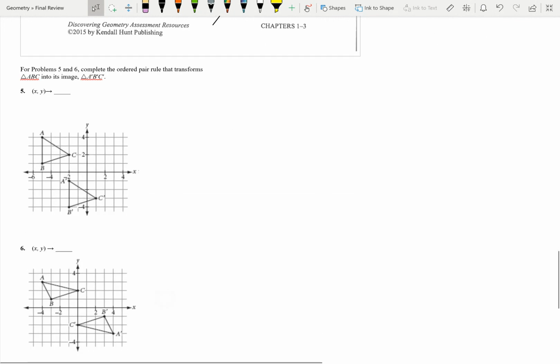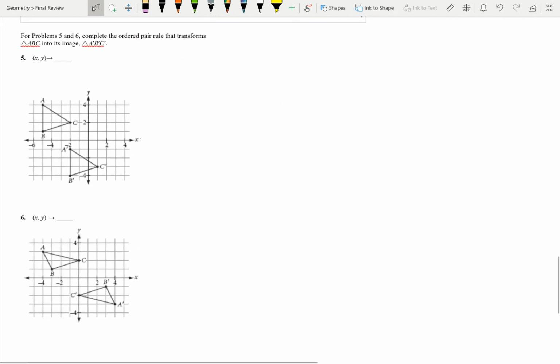Finally, this said optional, but these are not optional in the sense that these are both fair game questions for the final. So do them. So the first one, you'll notice that in this problem, the orientation of the triangle hasn't changed, right? So it hasn't turned or twisted or flipped at all. So in that case, it's going to be a translation. All I'm doing is moving it.